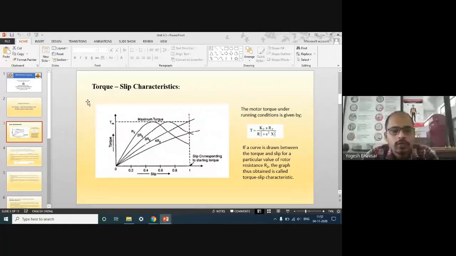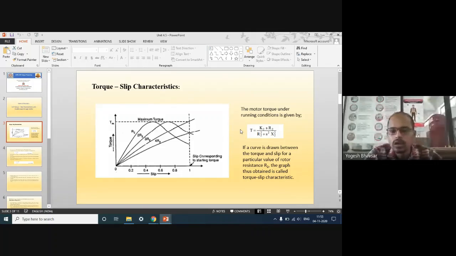So what will be the effect of slip on the motor torque? We'll get that from these characteristics. We can take slip on the x-axis and torque on the y-axis. And we have basic relations for their proportionality. The motor torque under running condition is given by torque T is equal to K constant S R2 E2 square divided by R2 square plus S square X2 square. So this is the relation for torque.